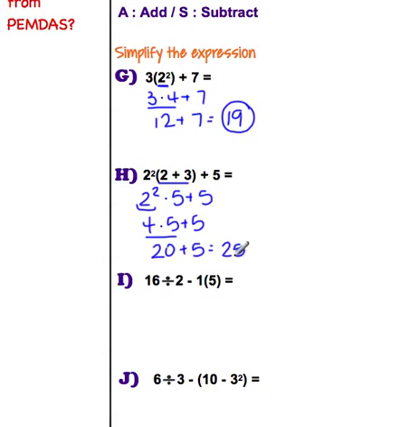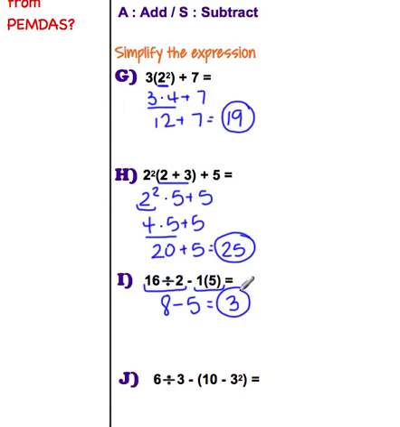Example I. We have 16 divided by 2 minus 1 times 5. Now a lot of you want to do the 1 times 5 first because M, multiplication, comes before D, but we are actually going to divide first. 16 divided by 2 is 8. Now if you want to do the multiplication and division all in one step because they're not connected directly to each other, go ahead. 1 times 5 is 5, 8 minus 5 is 3.